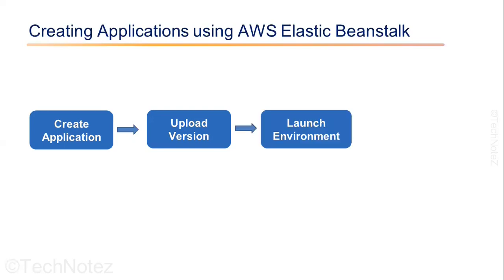Launching the environment. Once you have created an application and uploaded the application version on AWS Elastic Beanstalk, you can launch an environment to run your web application. An environment is a version that is deployed on AWS resources, and Elastic Beanstalk runs only a single application version at a time. You can customize your environment with various settings such as environment variables, scaling policies, and instance types.